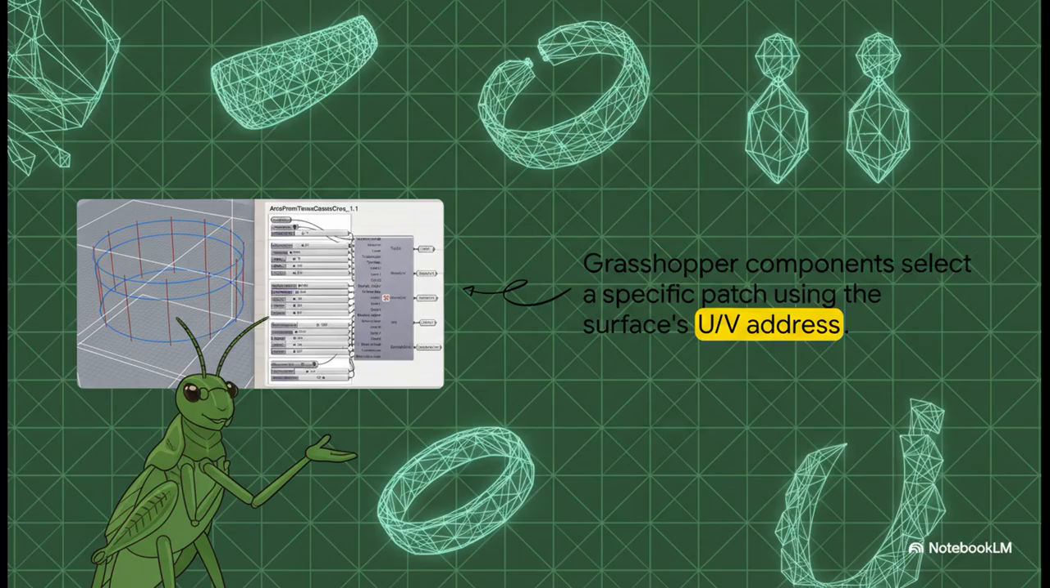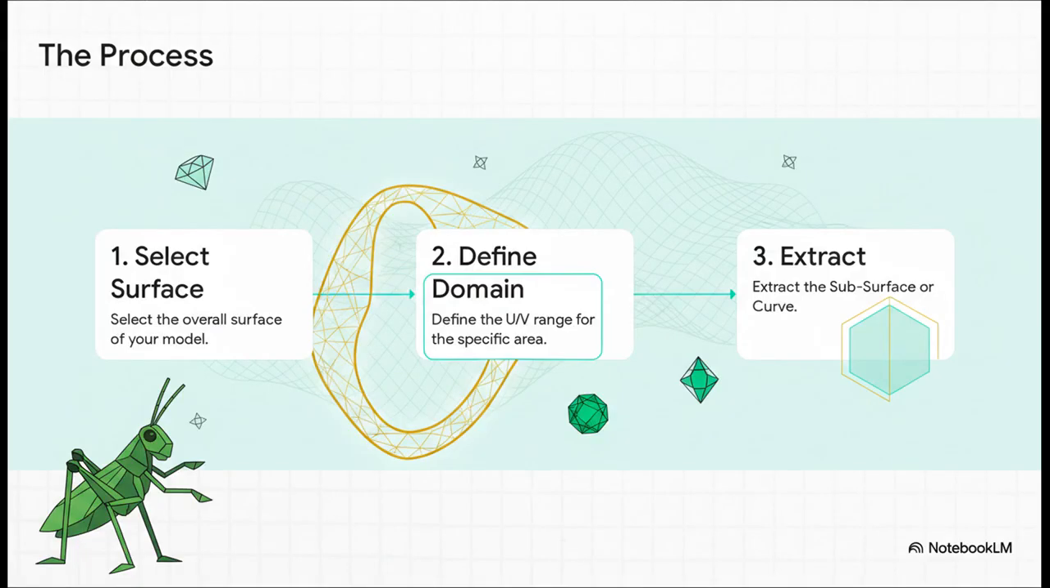Remember those U and V addresses we talked about? The digital longitude and latitude? Well, the tools inside Grasshopper, like the ones you see right here, let a designer literally punch in a range of U and V values to select a very specific patch of that digital graph paper. So the whole process really just boils down to 3 simple steps. First, you select the overall surface of your model. Second, you define that specific domain by setting the start and end points for your U and V coordinates. And third, you use a component to basically cut out and extract that specific patch, that subsurface, which is now all prepped and ready for you to work on.